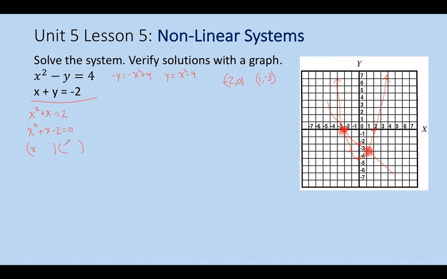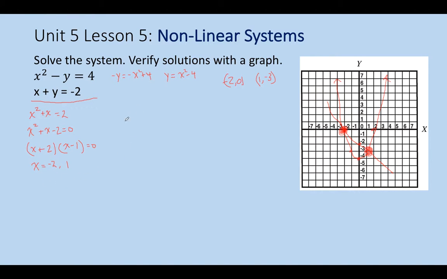I need factors of 2 that give me positive 1, so 2 and minus 1. Now I use the zero product property. I get x equals negative 2 and positive 1. And look at that, negative 2, positive 1. Now we need to find those y values, so I'm going to plug these numbers in separately into either of the equations.